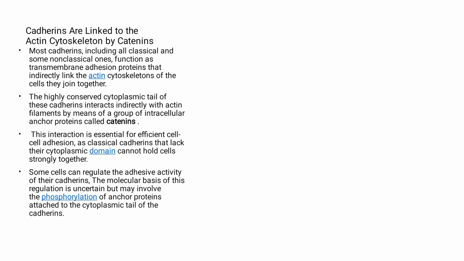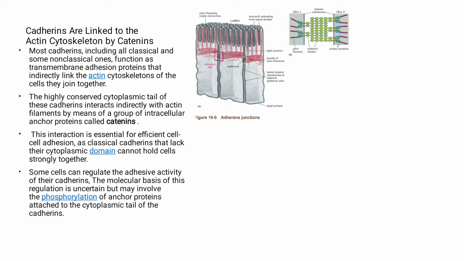The highly conserved cytoplasmic tail of these cadherins interacts indirectly with actin filaments by means of a group of intracellular anchor proteins we call catenins. This interaction is essential for efficient cell-to-cell adhesion, as classical cadherins that lack their cytoplasmic domain cannot hold cells strongly together. So we have here figure 19-9 showing the adherens junctions.